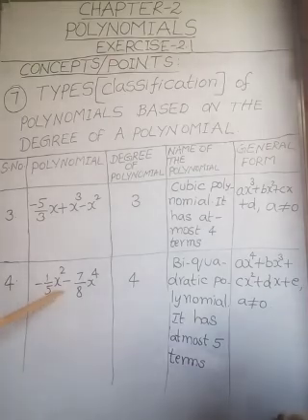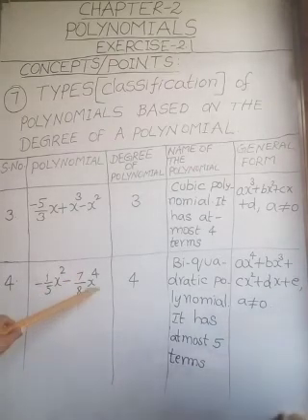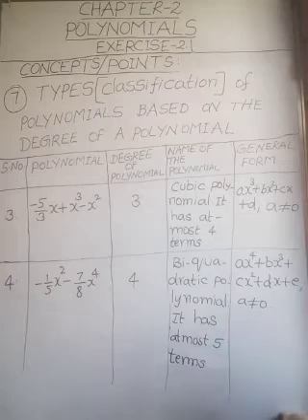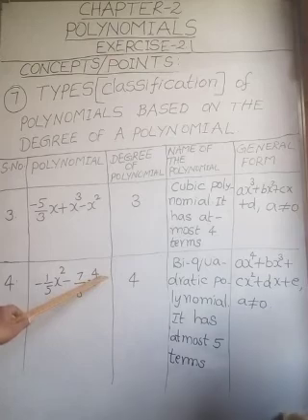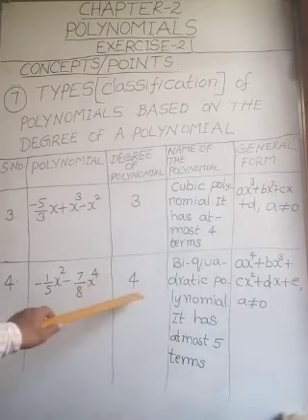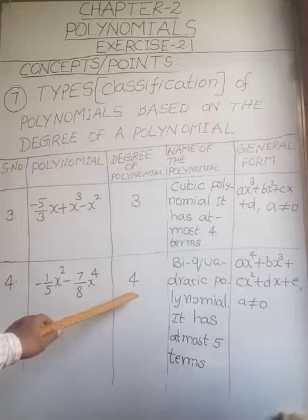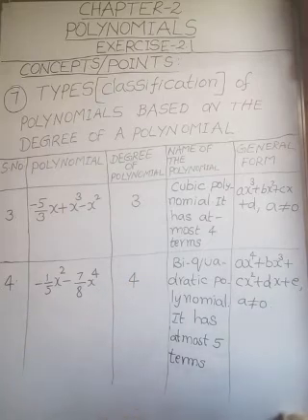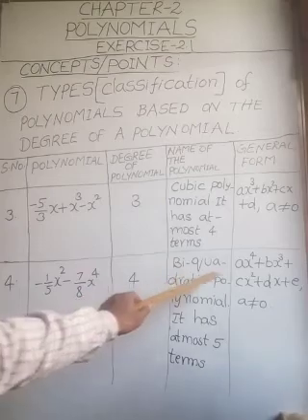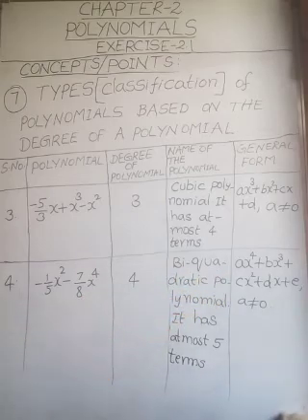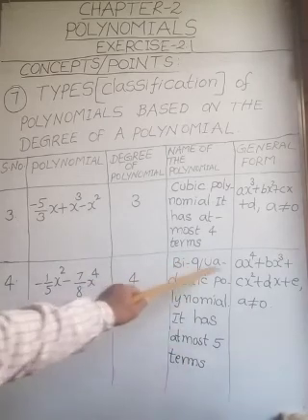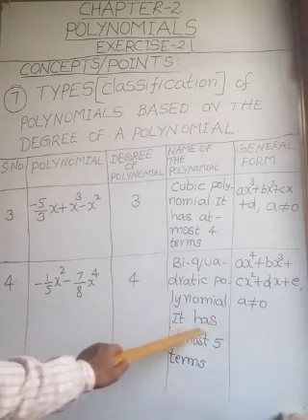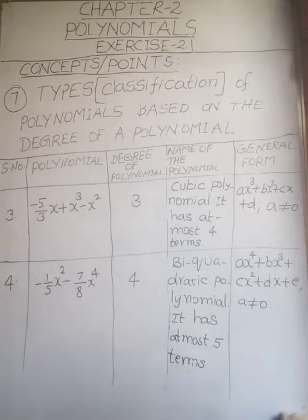Minus 1 by x square minus 7 by 8 x power 4. Then what is the degree of this polynomial? 4, because the highest power of the variable x is 4. So the degree of the polynomial is 4. If the degree of a polynomial is 4, then the polynomial is called a biquadratic polynomial. What is it called? Biquadratic polynomial. It has at most 5 terms. A biquadratic polynomial has at most 5 terms.